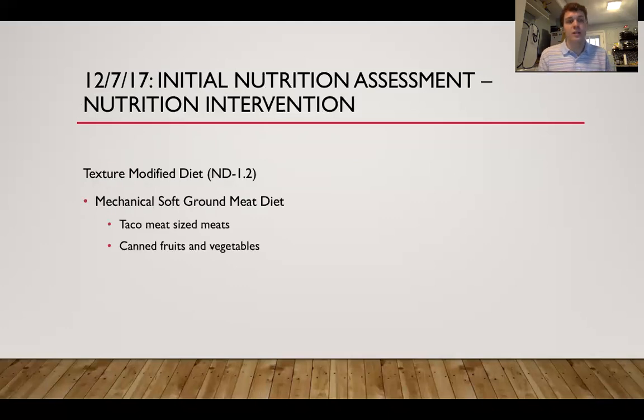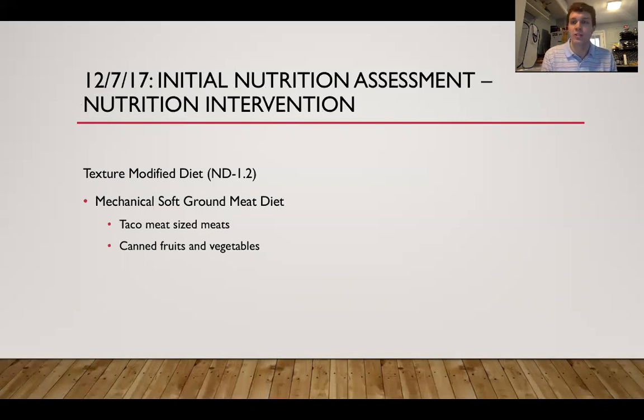My intervention for him is I educated him on the different types of mechanical soft diets that we provide. We provide a mechanical soft chopped, and all of our mechanical soft diets come with canned fruits and vegetables, so they're going to be a little bit softer than the fresh fruits and vegetables. With the mechanical soft chop diet, the meat isn't necessarily easier to chew. It's just chopped into chunks rather than provided as one patty. So it's less work to cut and prepare that food, but it's not necessarily easier to chew.